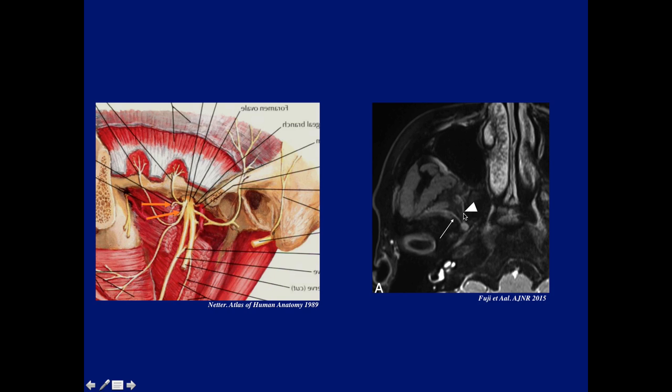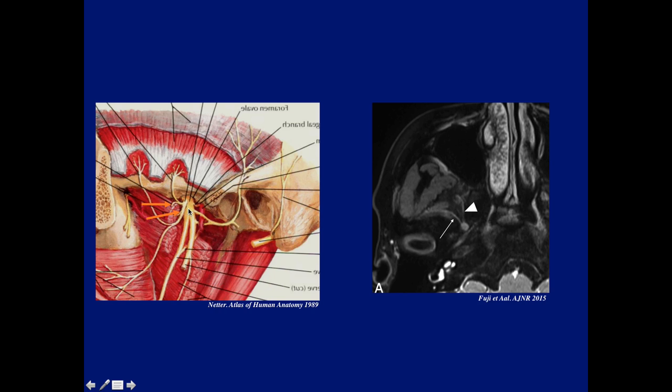from Japan, visualizing some of these branches. And here they're pointing out the masseteric nerve. And this is another branch here coming off the main trunk. So this is the buccal branch and the masseteric branch coming off the main trunk.